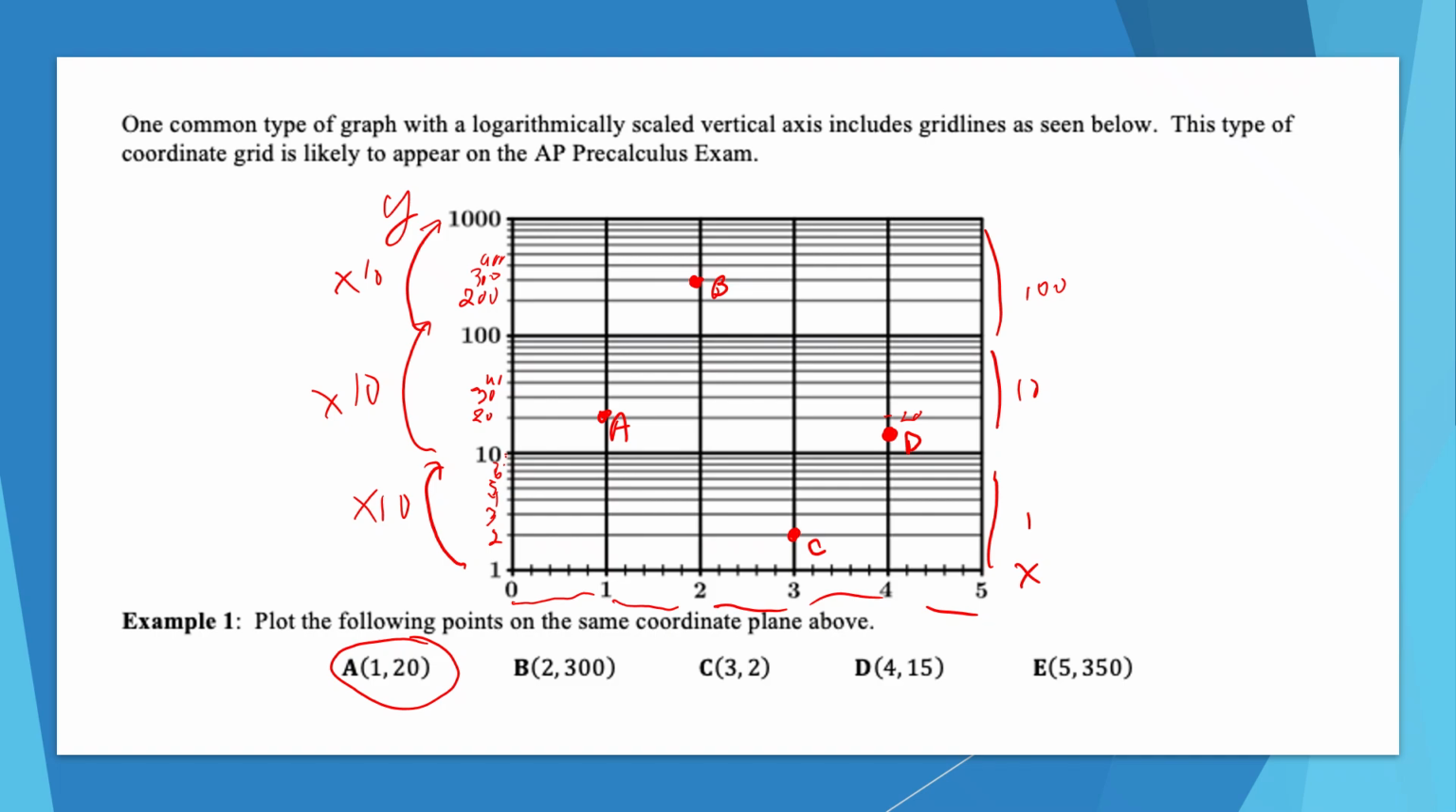And then E is 5, 350. So 100, 200, 300, and then 400. So 350 should be somewhere in the middle. I'm going to mark that as my E there. All right, so let me erase some of the stuff there. So those should be our 5 data points for example number 1.